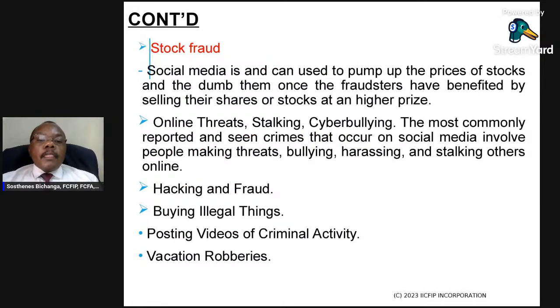Stock fraud. Social media is and can be used to pump up the prices of stocks and then dump them once the fraudsters have been evicted by selling their shares or stocks at higher price. Online threats, stalking, cyber bullying. The most commonly reported and seen crimes that occur on social media involve people making threats, bullying others, harassing others, stalking others online, hacking and fraud.